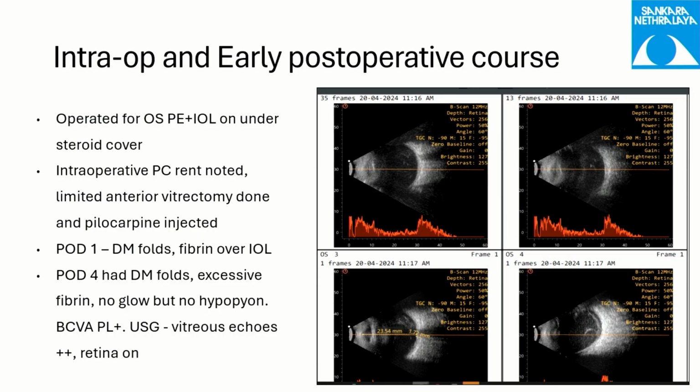So POD1, there was fibrin over the IOL. Fibrin is an important sign, but since this patient is on oral steroids and it's a uveitic eye, we may not be alarmed. But in POD4, this patient clearly told us that with the complicated cataract he had some 3/60 vision, and now not even that vision he has. He feels that the vision has significantly dropped. And there was excessive fibrin, no glow, but again no hypopyon also. Patient is on oral steroids. And we can see these vitreous exudates. Again, very difficult to differentiate whether these are post-operative inflammation or not.